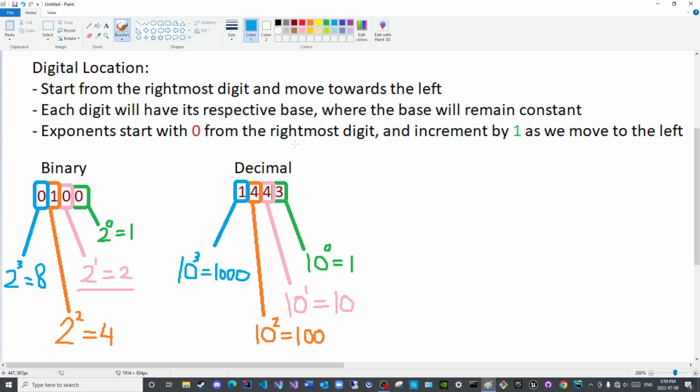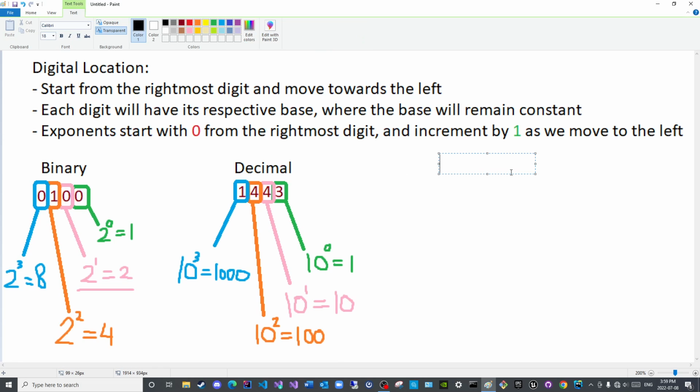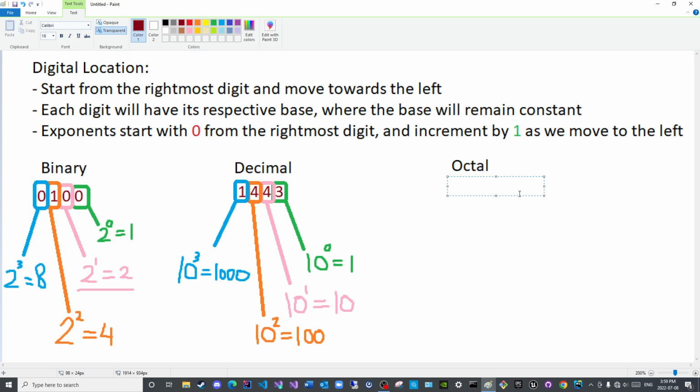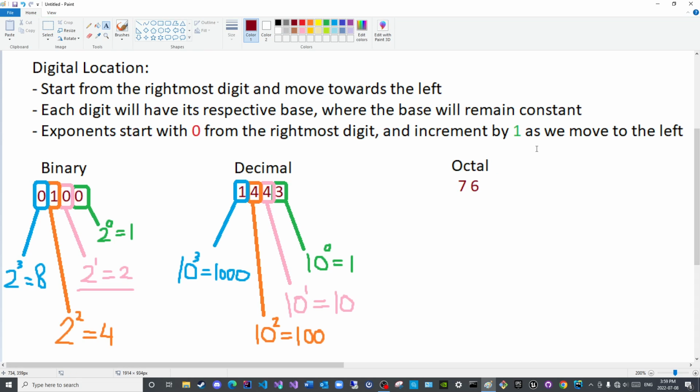Okay, let us cover octal. The octal is to the base 8. So 8 will be our base instead of 10 and 2. And let us take a number as an example. 7, 6, because 8 does not exist in octal, 8 and above. Technically just 8 and 9, not above as in 10. 10 exists in octal, but 8 and 9 do not exist. We will cover that later, bi-idhnillah.